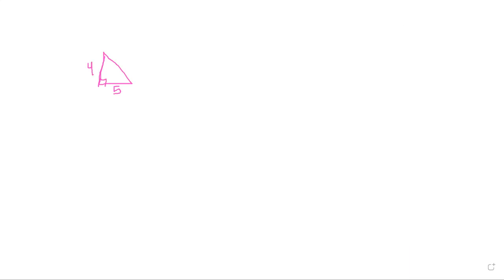The formula for finding the area, A equals 1/2 times base times height. So that we have 1/2 base times height. And now we start plugging in numbers. Our base is 5. Our height is 4. And then we're going to go 1/2 of that.